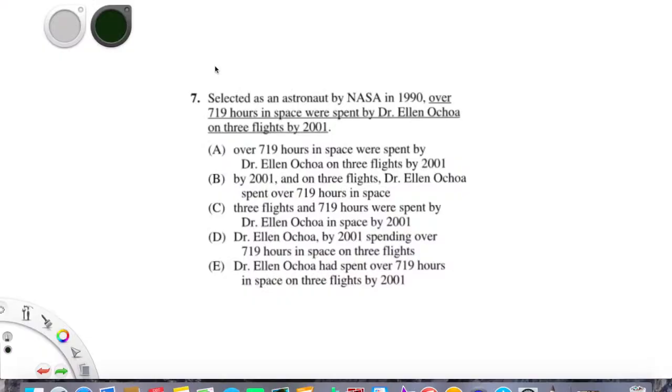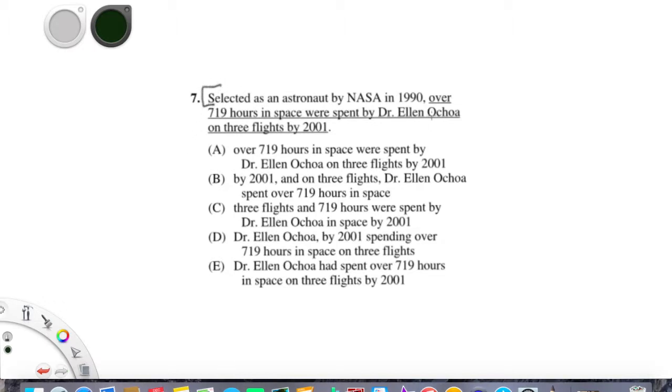Today we're going to be taking a look at one of the common SAT grammatical errors, the misplaced modifier. So let's take a look. Okay, so number 7 reads, selected as an astronaut by NASA in 1990, over 719 hours in space were spent by Dr. Ellen Ochoa on 3 flights by 2001. And of course, while we can get the meaning of this sentence, there is a grammatical error here.